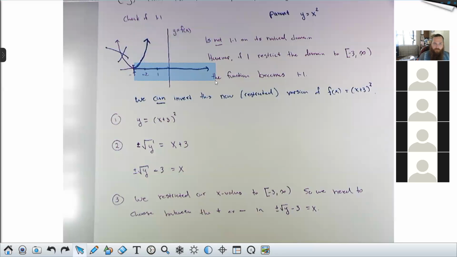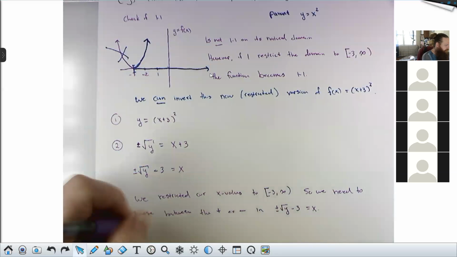Oh, that is my domain. That's the domain I chose to restrict to. So you have to ask what choice of the plus or minus gives you the correct x values. If I go with the minus, then this, which is equal to x, will always be negative. Will always be to the left of negative 3, which is this subset of x values. If you take the plus, then your x values will be from negative 3 to infinity. Oh, and that's precisely what we chose to restrict to here.